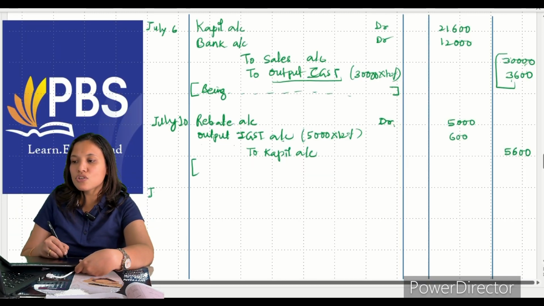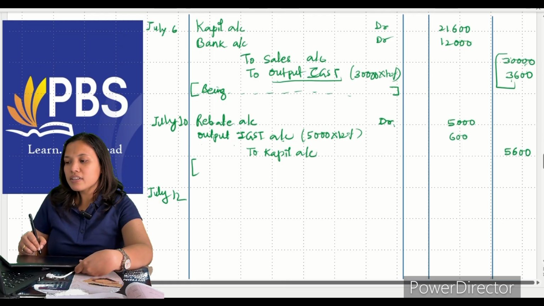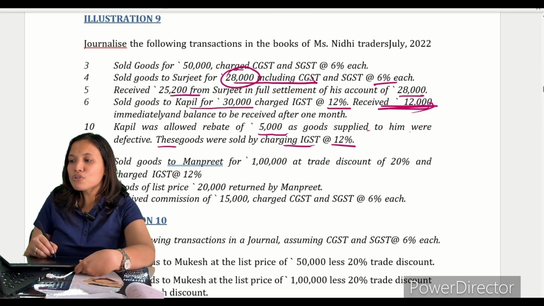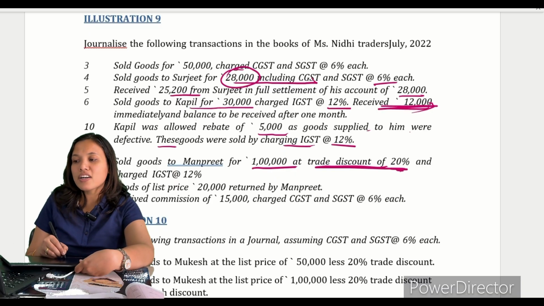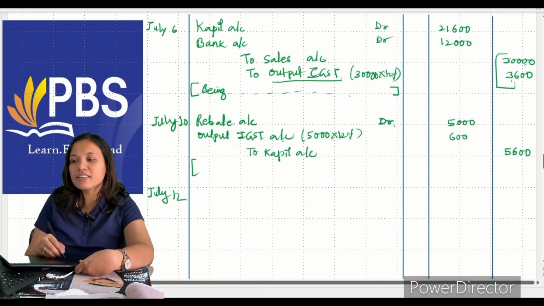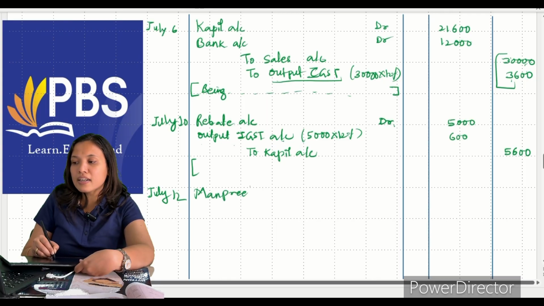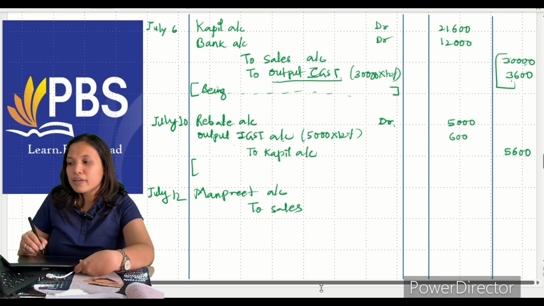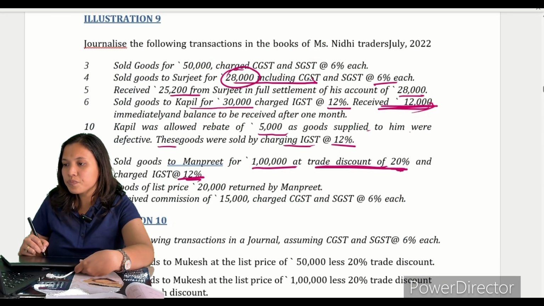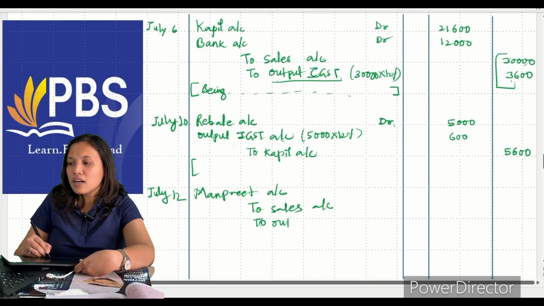Now Jan 12, not Jan 12, it is July 12. What is the transaction happening? Sold goods to Manpreet 1 lakh, trade discount 20%, charge IGST 12%. See, trade discount has come, so you have to be careful again. Manpreet account to sales account, but again, what is charged here? I think IGST. Yes, to output IGST 12%, correct?